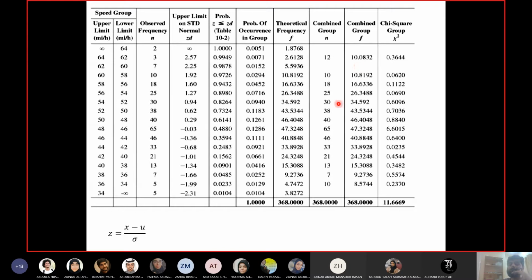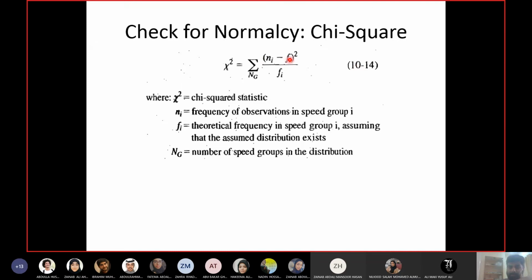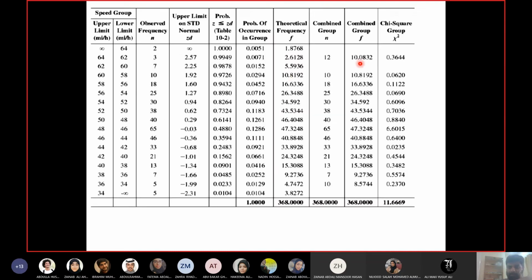Now you have N value and F value for each group. You will calculate chi-square for each group. What is chi-square? (N minus F) square upon F. So for the first group, it will be (12 minus 10.0832) square upon 10.0832. The answer is 0.3644. Next one, (10 minus 10.8192) square upon 10.8192. The answer is 0.0620, and so on. So you calculate the chi-square for each group, then you do the summation because you need it for the whole data set. The summation of all the chi-square is 11.6669.